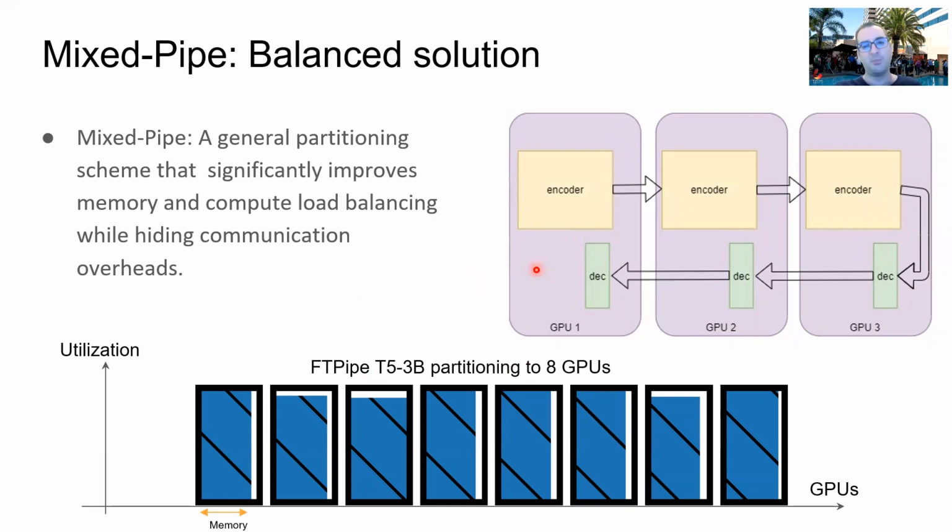However, such an approach has more stages. Let's look: 1, 2, 3, 4, 5 stages of computation instead of 3. So would the additional stages affect the accuracy? The answer is two-part. First, MixedPipe also improves load balance in synchronous pipelines. And second, we empirically show that accuracy did not deteriorate when using MixedPipe.